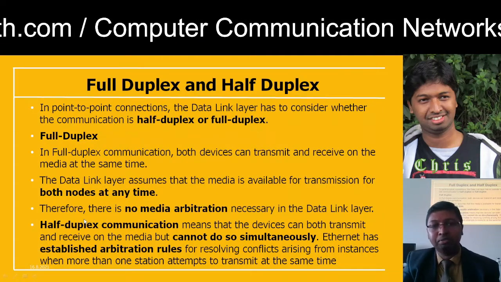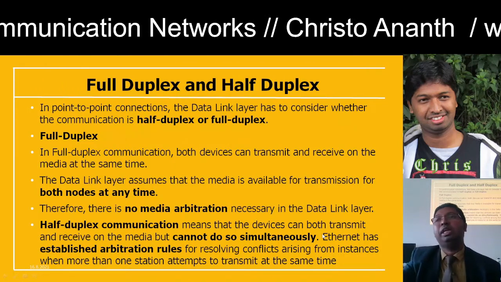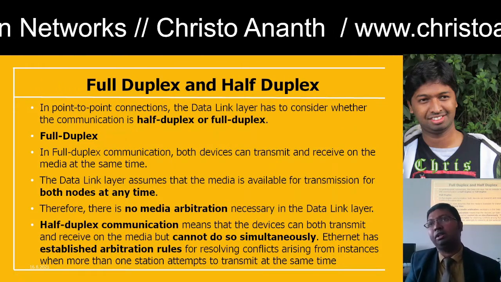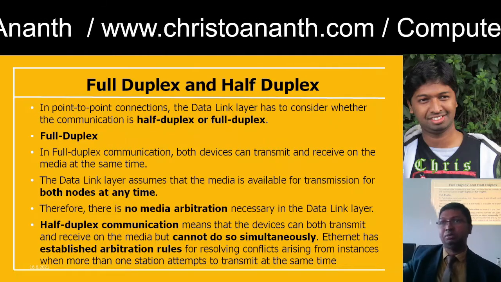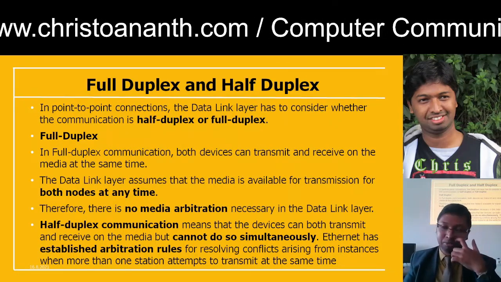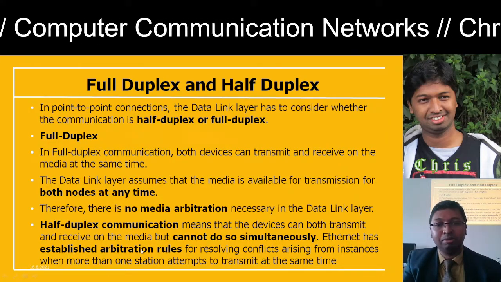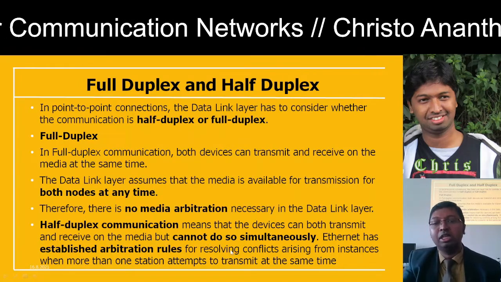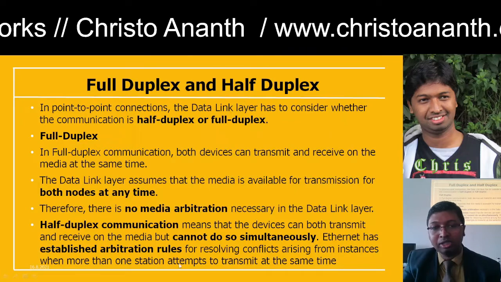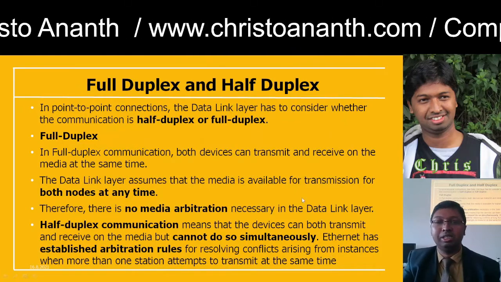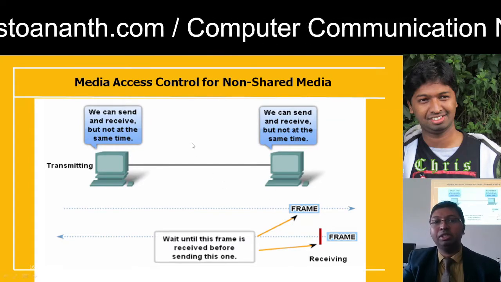Half duplex means devices cannot transmit and receive simultaneously on the same media. Full duplex means it can transmit and receive at the same time. Half duplex means it cannot receive and transmit at the same time. So Ethernet has established arbitration rules for resolving the conflicts arising from the instances when more than one station attempts to transmit at the same time. So this is the diagram for the non-shared media.